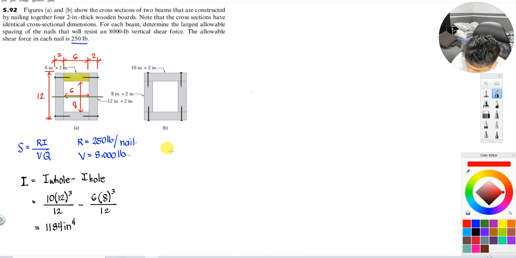Okay? Q is equals to A multiplied by Y. So, ang A ko is 6 multiplied by 2. And then, ang Y ko, if this is 6, kasi 12 yan, definitely, this is 6 hanggang doon. Okay, ima-minus ko yung kalahati. Pero ito, 2 yan, so minus 1. So, this is now my Q. So, 6 times 2 times 6 minus 1. So, that is 60 inches cube.